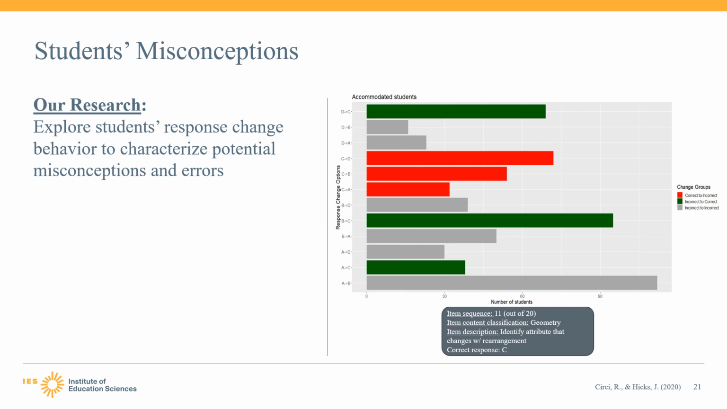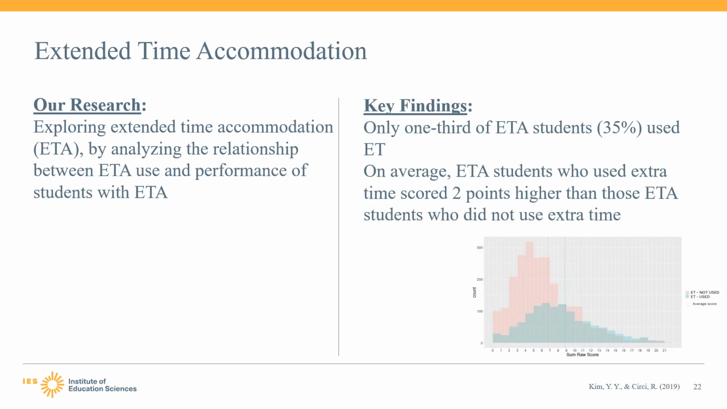Looking at the graph, the x-axis shows the number of accommodated students and the y-axis shows the pairwise response changes for item 11 from a NAEP release block. For example, you can see from the red boxes that there are students who change their answers from correct to incorrect. In another study, we explored the use of the extended time accommodation on performance.